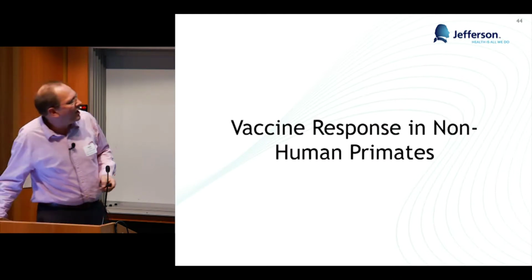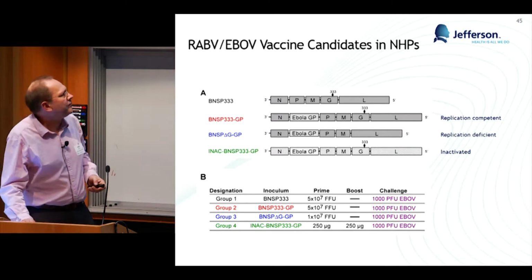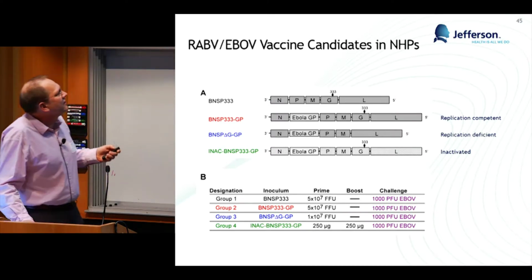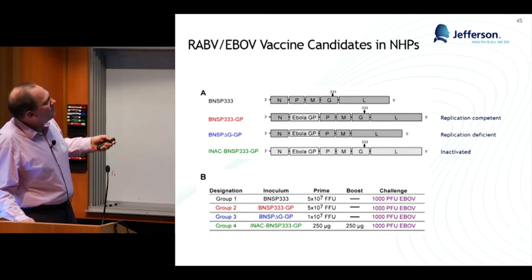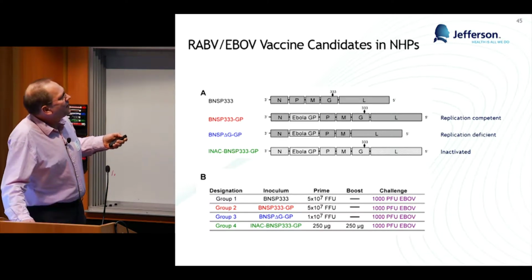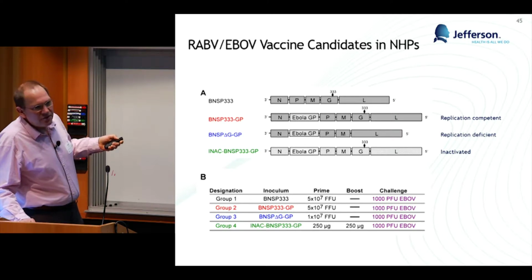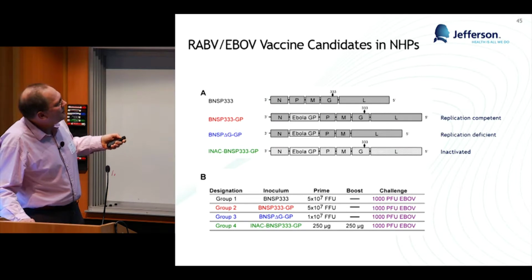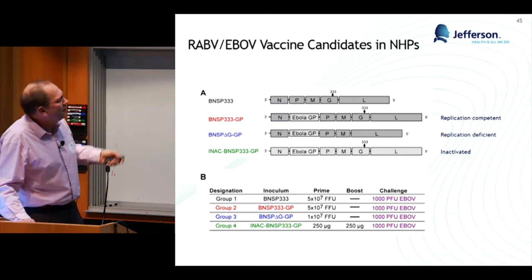Now we go to our first non-human primate experiment against the vectors. And if you memorize the colors, it will be easier. BNSP333 in black is always the empty vector. In red is the live replication competent. In blue is the replication deficient, because I told you our GP virus infects but doesn't spread. And in green is basically the red one, which was inactivated by BPL.